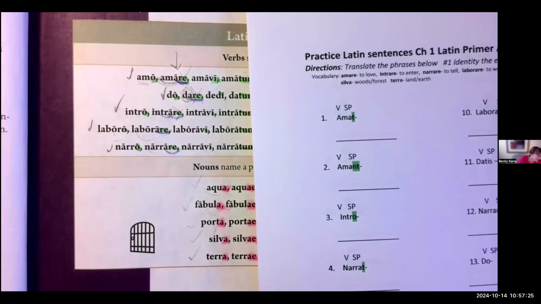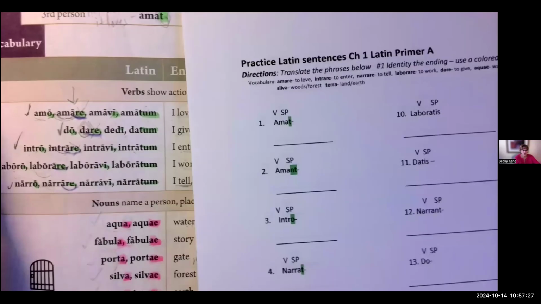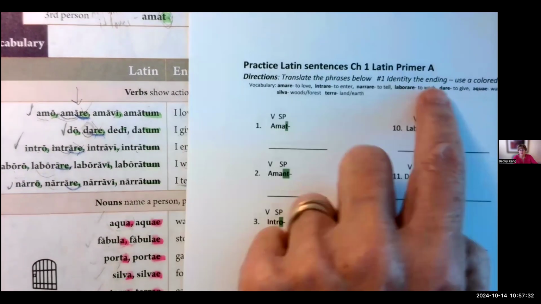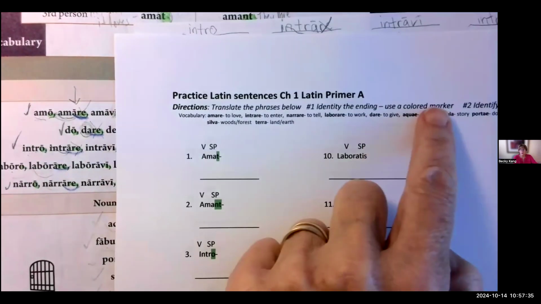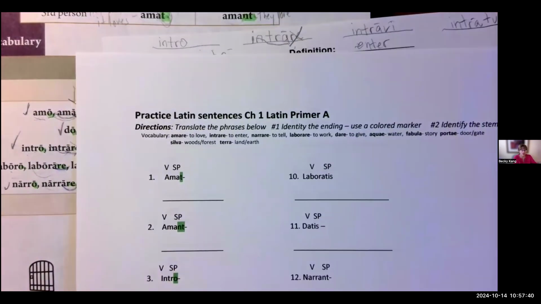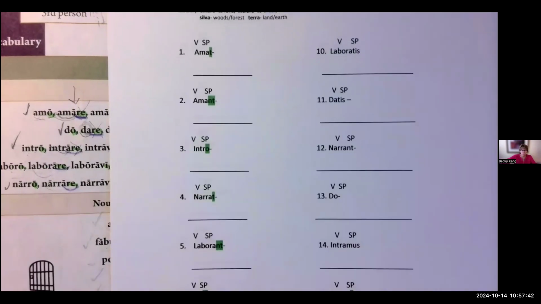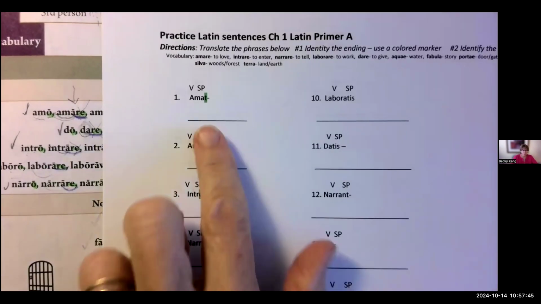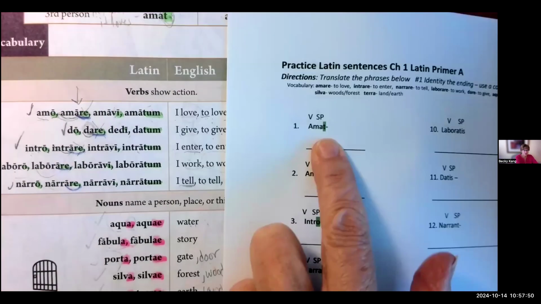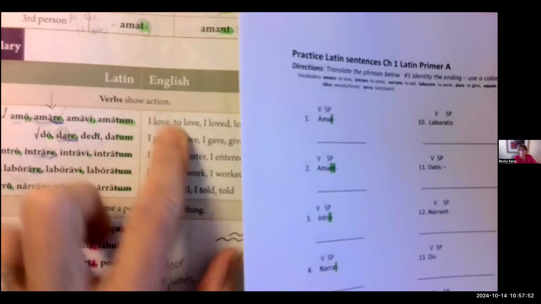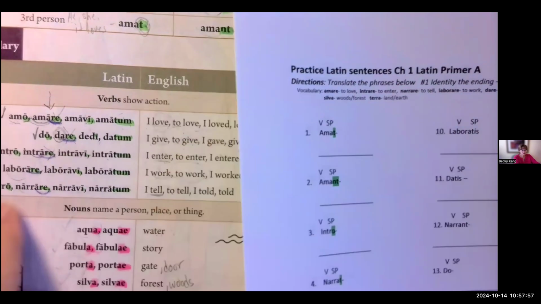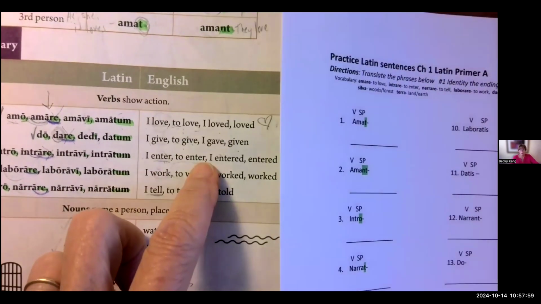We're going to translate these phrases by identifying the ending, using a colored marker, and all verbs are green. And then we're going to identify the stem. And if you look at right here, you see that amo, amare, amat means love. Intro, I have a key up here, but intro is enter.